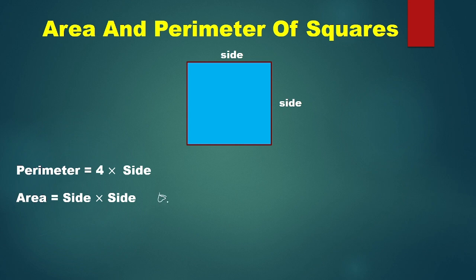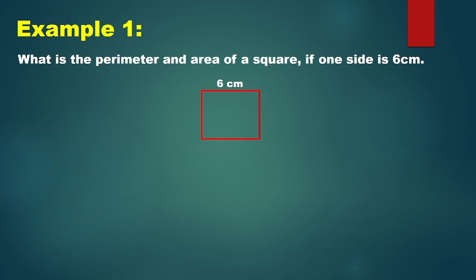Or you can even say the side squared. That is, you can even square the side. You know, the square of something is just that thing multiplied by itself. Okay, let's try out some examples.